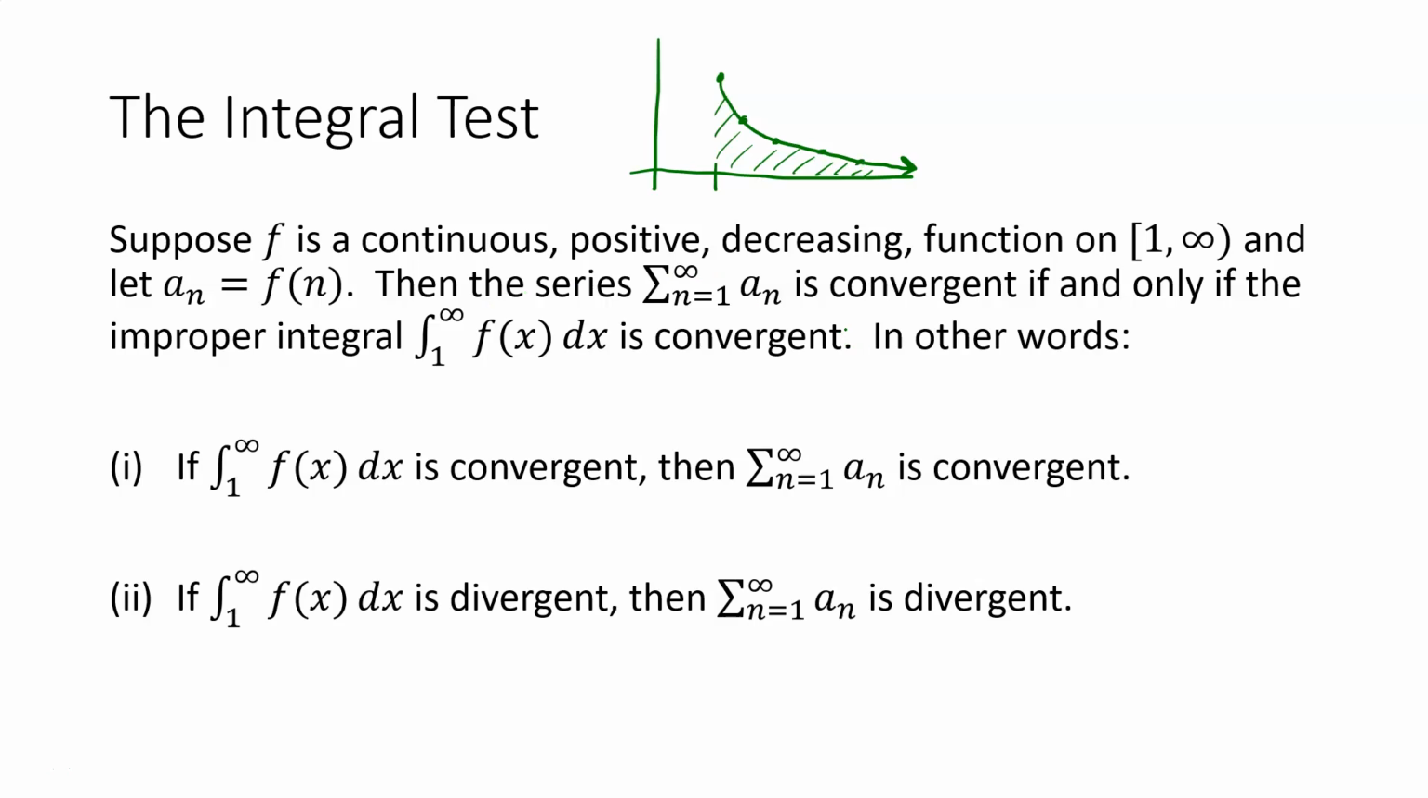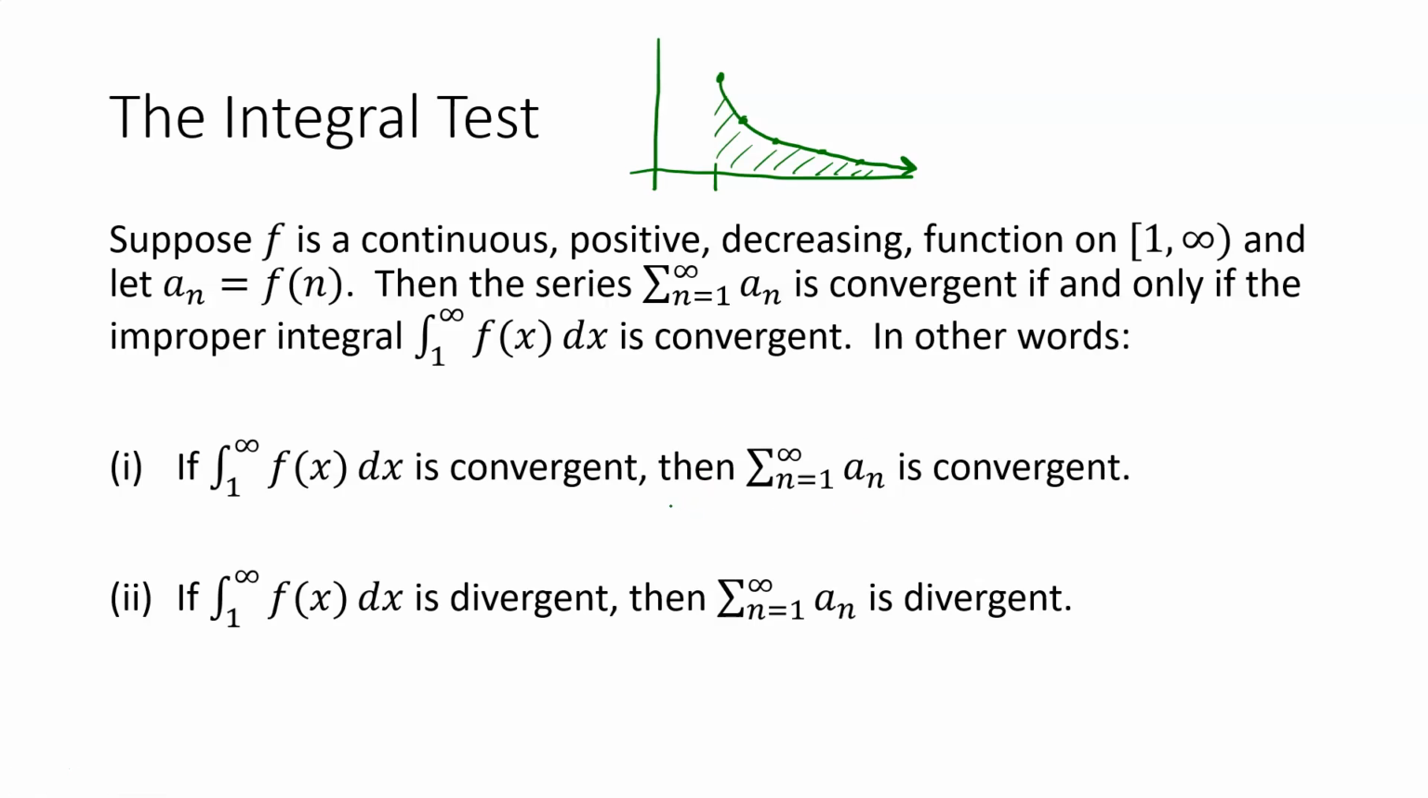Then the series is convergent if and only if the improper integral from 1 to infinity of f of x dx is convergent. What this really is saying is that if the integral is convergent, then the series is convergent, or if the integral is divergent, then the series is divergent. So essentially, however the improper integral behaves determines how the series behaves.